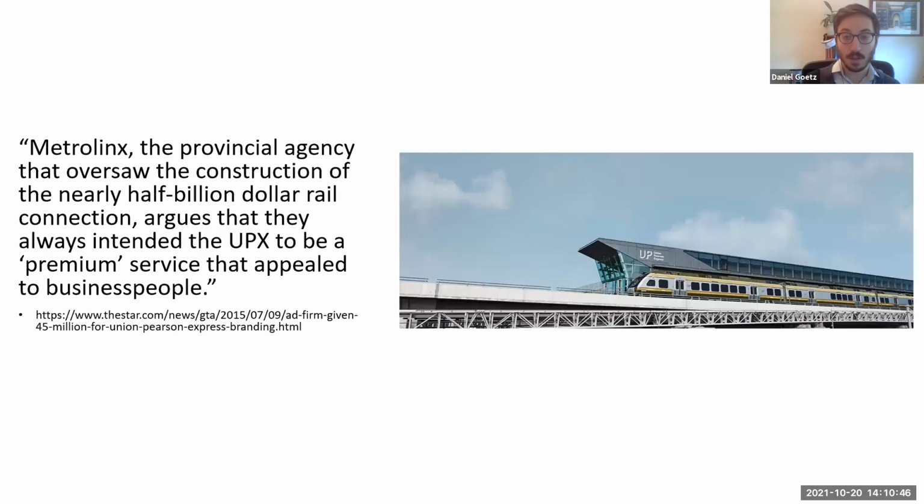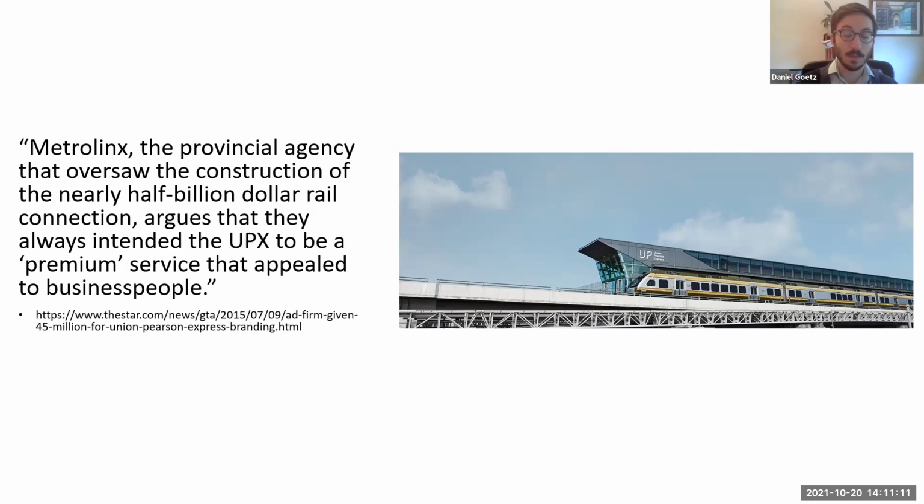So the reason I asked this question and I framed it the way I did was because there are precedents for Metrolinx expanding and creating brand new product brands, right? Sorry, brand new brands, okay? So Metrolinx created this Union Pearson Express train, which goes from Union Station, downtown Toronto, to Pearson Airport in Mississauga.